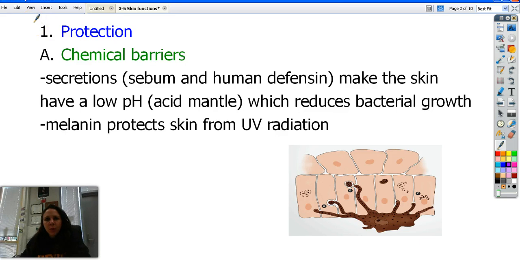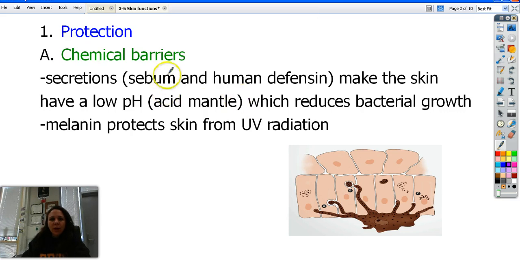There's a couple of different ways that your skin protects you. One of the ways is chemically. Your body has the ability to secrete different compounds that help retard the growth of bacteria. So sebum, for one, makes a substance that actually reduces the amount of bacteria that grow. It kills bacteria, so it's like a bactericide.